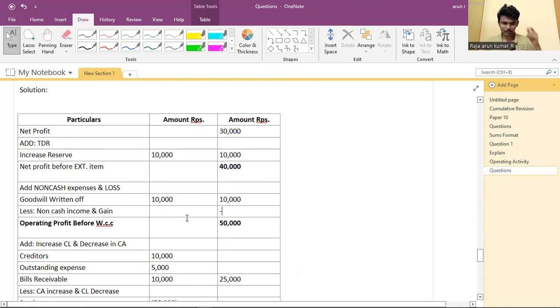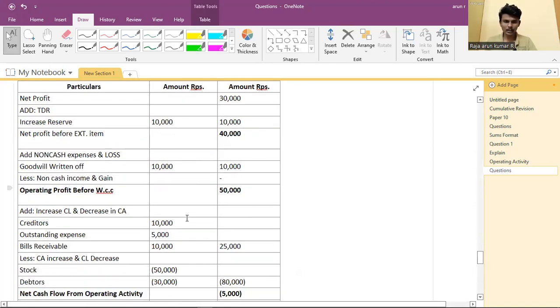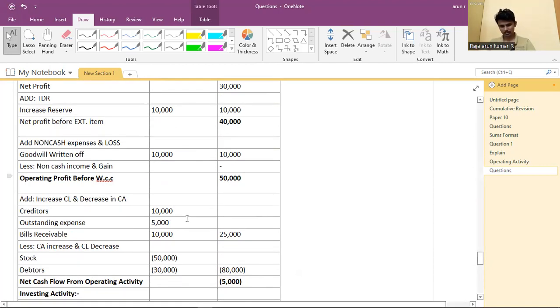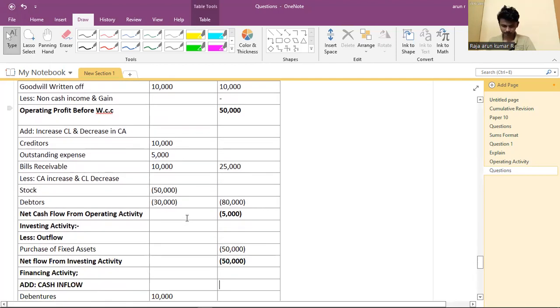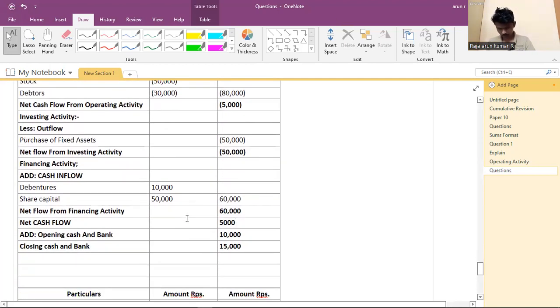Just follow the format. Net profit, add that TDR. TDR means tax, dividend and reserves. Mostly TDR only they ask. More than that, they do not ask in the examination. Straightaway they go to non-cash expenses and income, losses and gains, and working capital changes they ask mostly, and in investing activity, purchase and sales entries. All these concepts I will explain, and we do the sums also in the next class.